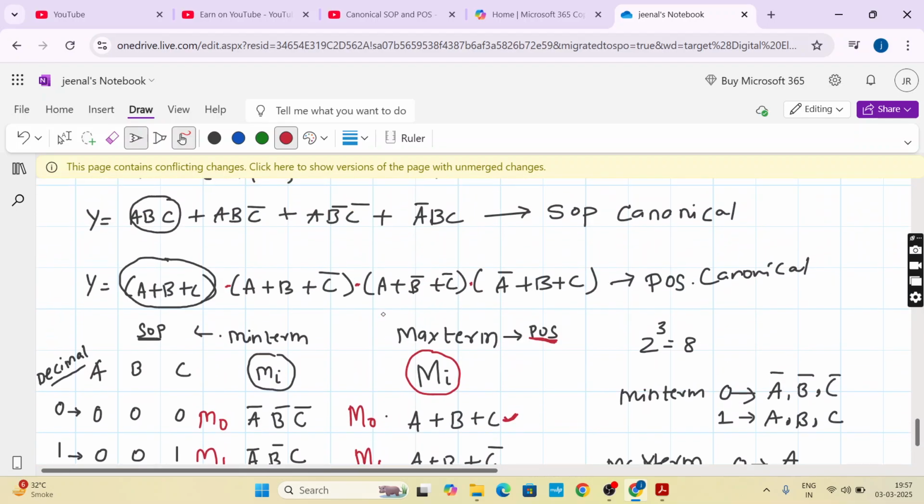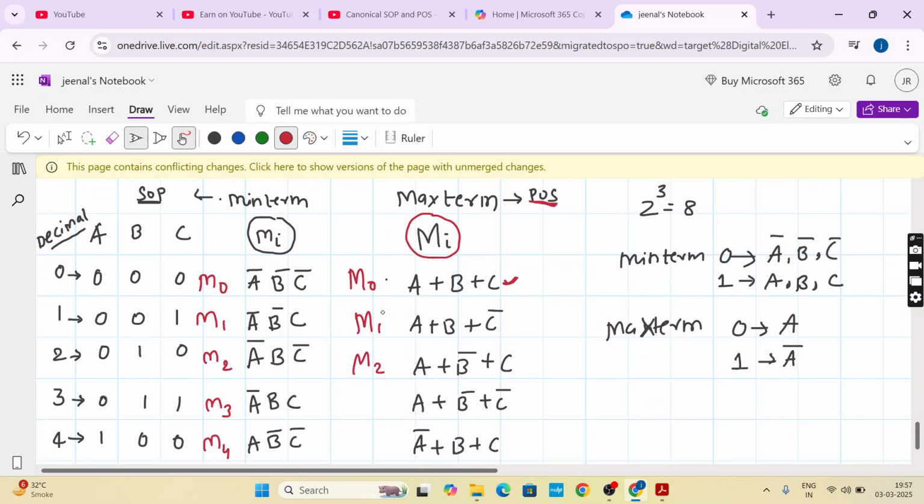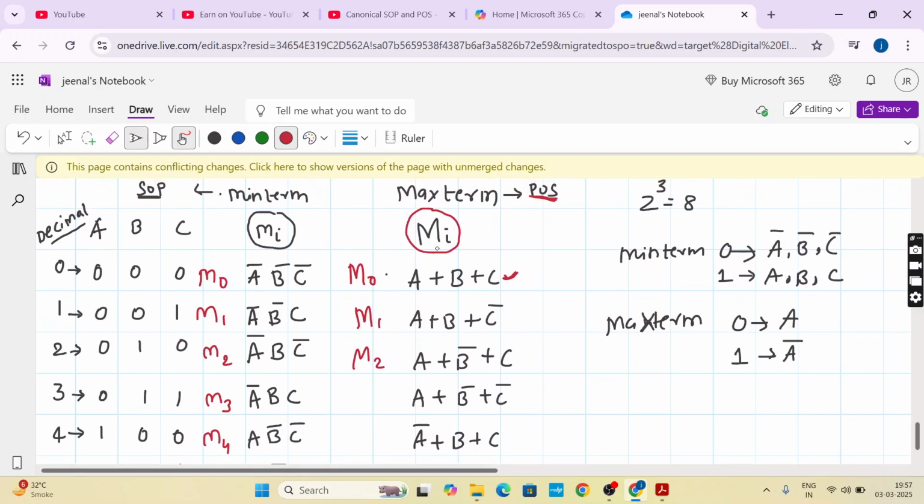So I hope minterms and maxterms are clear, and how we represent them. For maxterm, there is no bar here. Why? Because for maxterm, 0 represents A, and wherever there is 1, for example, 0, 0, 1, I have A, B, and C bar. So wherever there is 1, I will have a bar there.